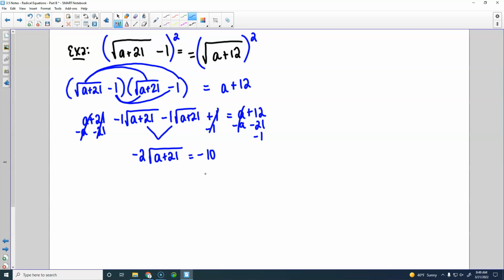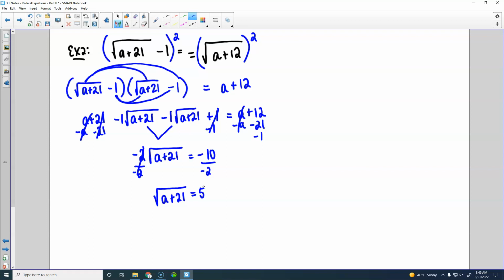We're okay here. All right, so in this case, because that's just a number there, I can just divide off this negative 2. And so I get square root of a plus 21 equals 5. And now we're down to one that should be much more simple.